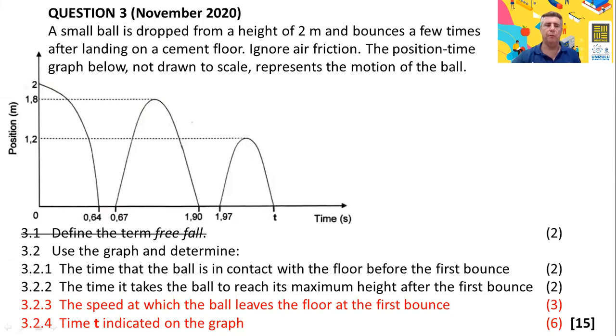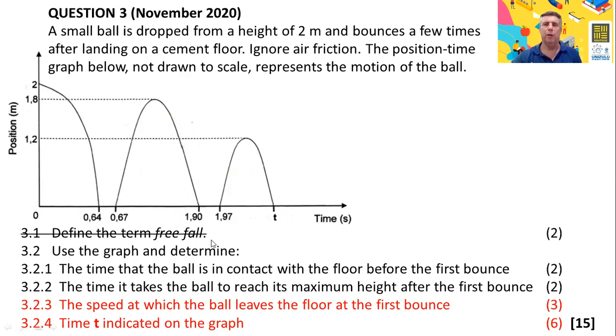So our third and final projectile motion example is question 3 from the November 2020 paper. Now, this was entirely based on a graph of a bouncing ball. So I really encourage you, if you haven't done so, to look at video 2 on motion graphs, because being able to analyze these graphs is very important.